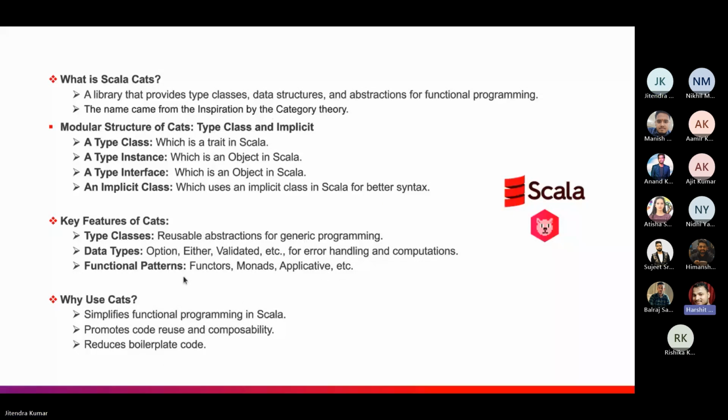Okay. And this is why we can use Scala Cats. It is simple to use in functional programming in Scala, it promotes code reusability and composability, and it reduces the boilerplate code.